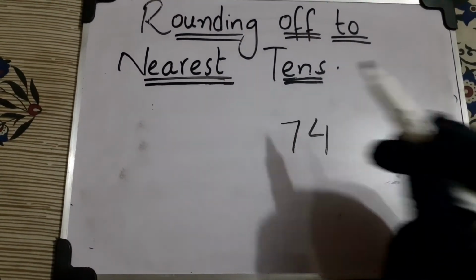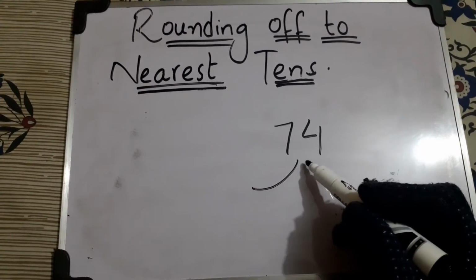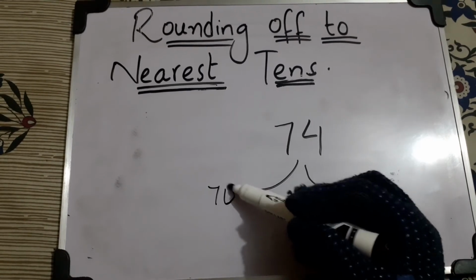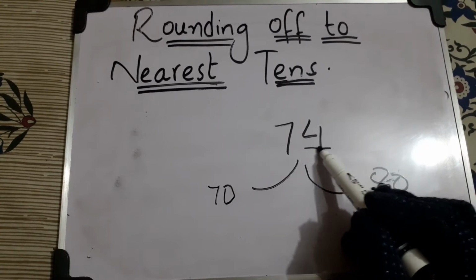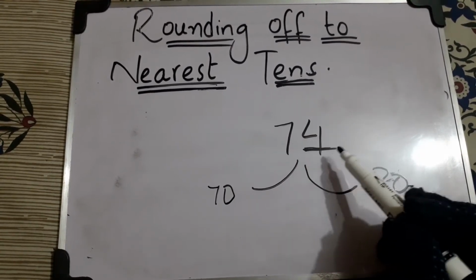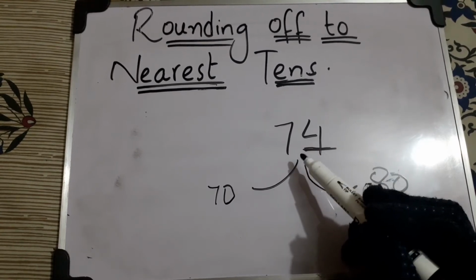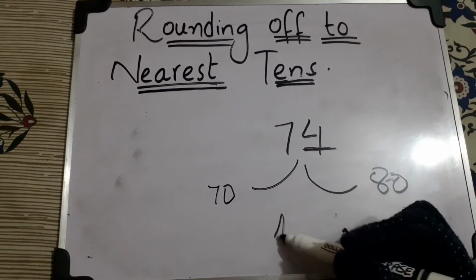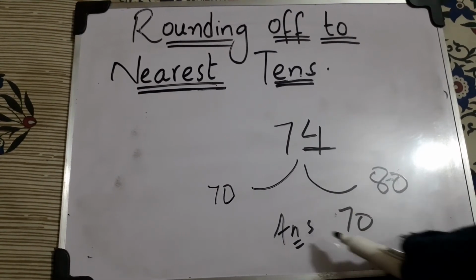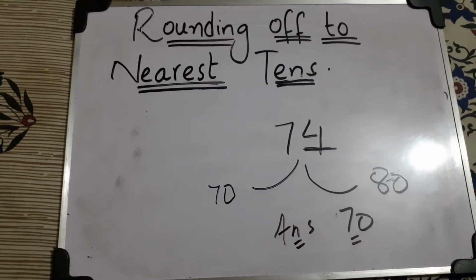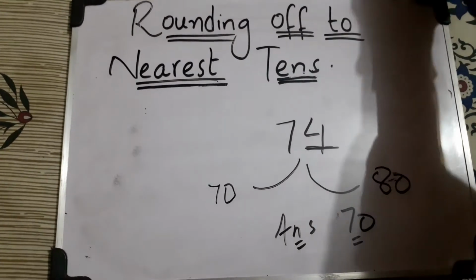If you have the question to round off 74 to the nearest tens, first you will think how many options you have. You have 70 and 80. Now you will check what the second digit is. The second digit is 4, which means less than 5. So round off goes back. So the answer you will give is 70. Okay, this is called round off.